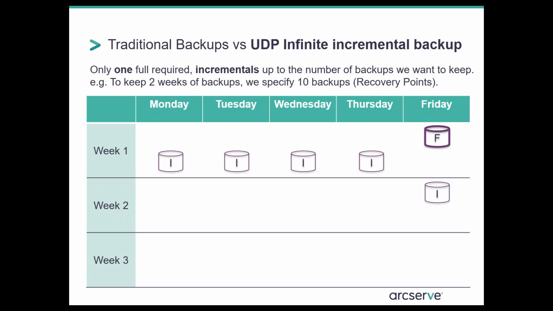Let's go to the second week. You'll notice that now with infinite incrementals, we don't need to take another full. We can take another incremental. And then we'll continue taking incrementals until we reach the number of backups or recovery points that we want to keep. In our case here, we want to keep 10. So here we have 1 full and then 9 incrementals, which gives us the 10 recovery points.